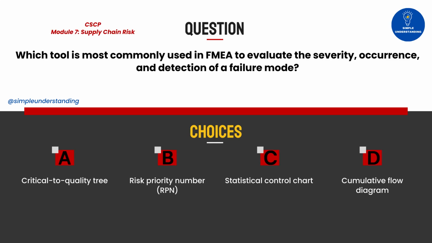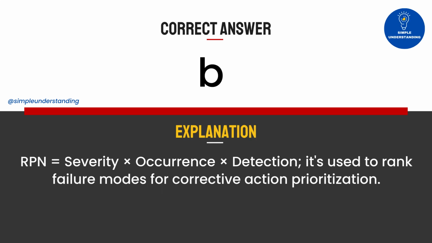11. Which tool is most commonly used in FMEA to evaluate the severity, occurrence, and detection of a failure mode? A. Critical to quality tree. B. Risk priority number, RPN. C. Statistical control chart. D. Cumulative flow diagram. Correct answer: B. Explanation: RPN combines severity, occurrence, and detection scores to prioritize failure modes for corrective action.